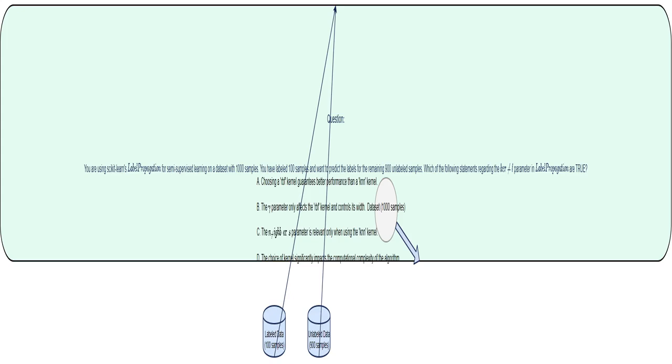This question sets the stage. I'm dealing with a semi-supervised learning problem using scikit-learn's label propagation. I have a dataset, 1000 samples total, where I've already labeled 100 and need to predict labels for the other 900. The core focus is understanding how the kernel parameter affects the predictions.